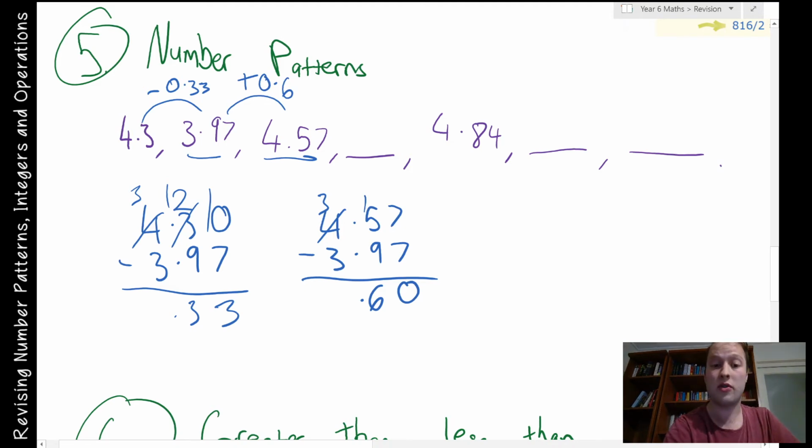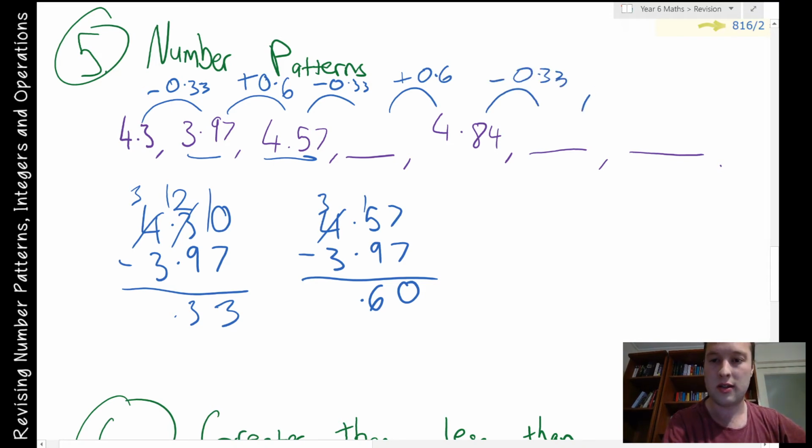I think what I've already realized is this one's an alternating pattern. Alternate means when you do one thing, you write the answer, and then the next one you do another thing. So this one, I'm going to take away 0.33. And then for this one, I'll go plus 0.6. And this one, I'll take away 0.33. And then this one will be plus 0.6. And I'll write in my answers.